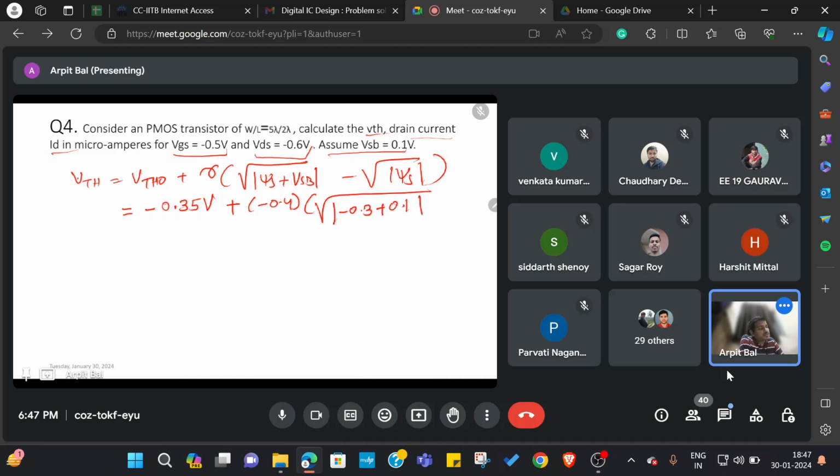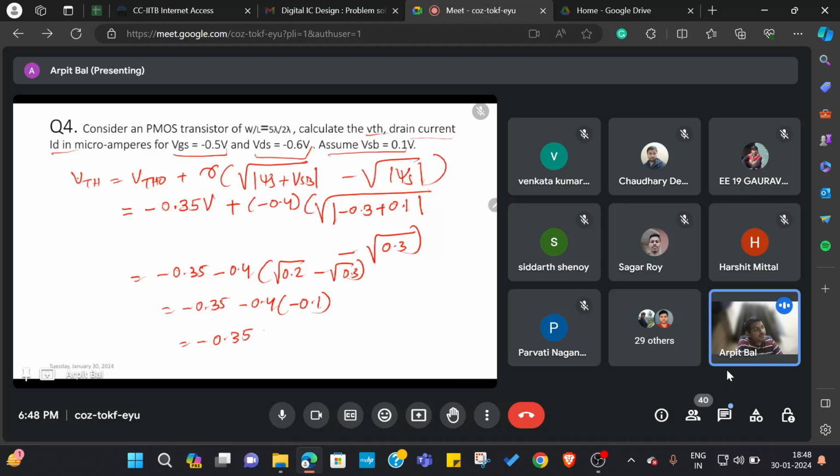Minus square root of mod psi s, that is 0.3. So minus 0.35 minus 0.4 times square root of 0.4 minus square root of 0.3 is equal to minus 0.35 minus 0.4 into minus 0.1. So this will be minus 0.35 plus 0.04, which is equal to minus 0.31 volt.